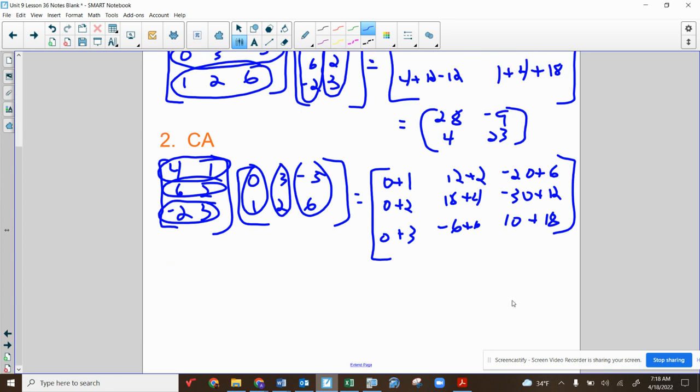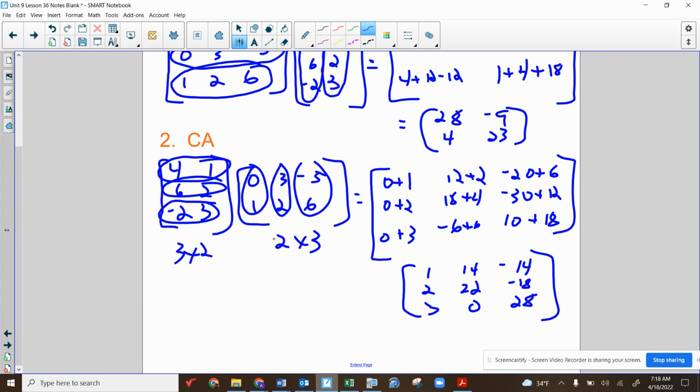All right, and then I'm going to take and actually add my sets of numbers together. So 1, 14, negative 14, 2, 22, negative 18, 3, 0, 28. Okay, and there is my 3 by 3 answer. Again, I started with a 3 by 2 matrix and a 2 by 3 matrix, and the answer size matched. So that's how you multiply by hand.